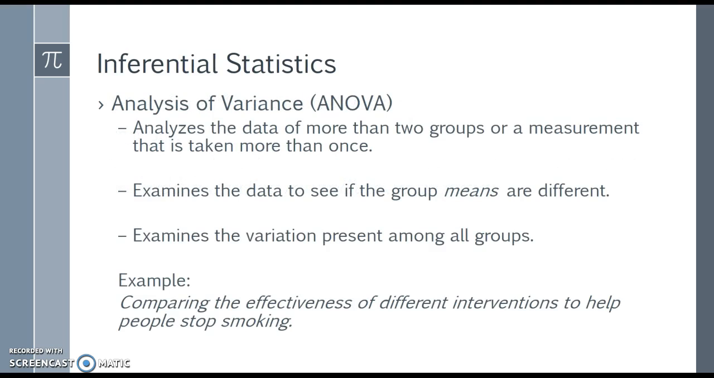Another example of a test used to measure inferential data, or when you want to take data and show the statistical significance, is the analysis of variance, or the ANOVA test. The ANOVA analyzes the data of more than two groups or a measurement that is taken more than once. It examines the data to see if the group means are different. It also examines the variation present among all groups. An example of this is comparing the effectiveness of different interventions to help people stop smoking.